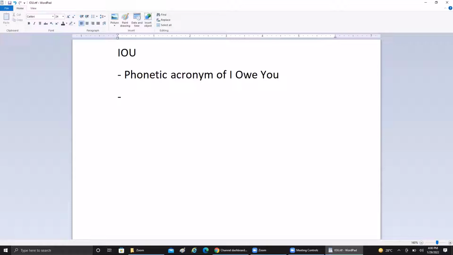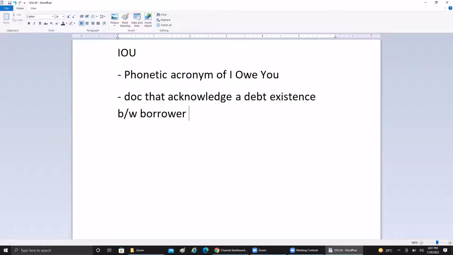So this very informal way of acknowledging the existence of debt between a borrower and lender, we call it an IOU document. Okay, so we can say it is a doc that will acknowledge a debt existence between a borrower and lender. And it is going to be of a very informal way, we can say. It will not be legally enforceable at any cost, as it's going to contain only minimal details.